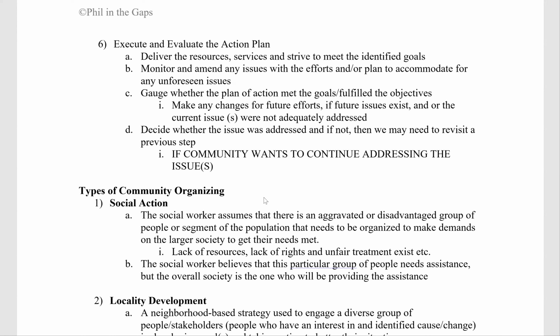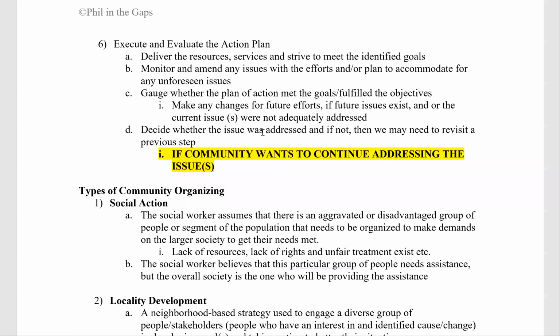So this is where we need to decide whether the issue is addressed. And if not, we may need to revisit a previous step if the community wants to continue addressing the issue. And that's the most important part, if the community wants to continue doing it. And as I said, if we're going to go back to a previous step, hopefully it's not step 1, because if our efforts actually negatively impacted the community so much that they don't really want to be rocking with this anymore, we probably had a very, very bad failed execution.